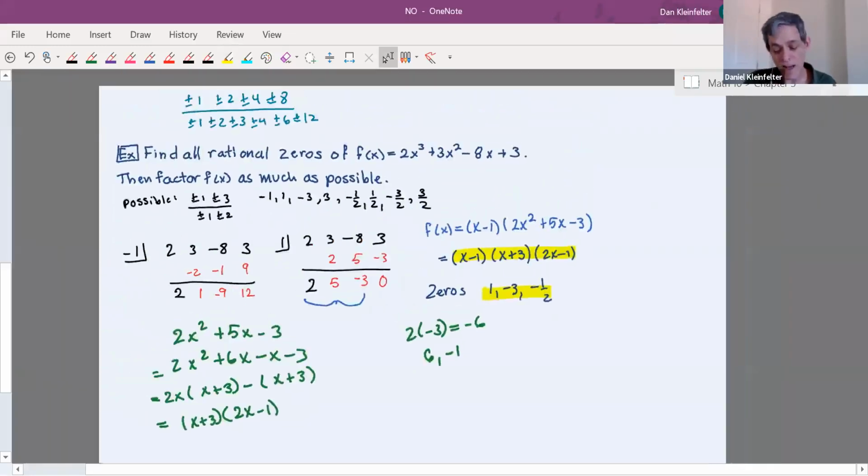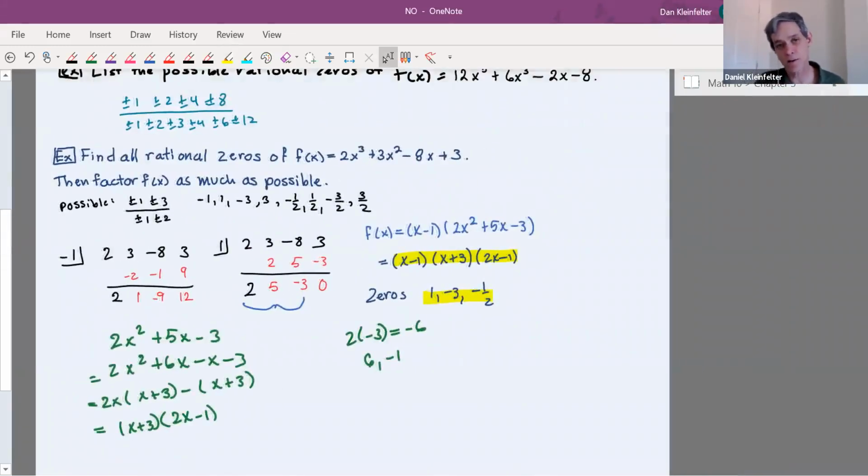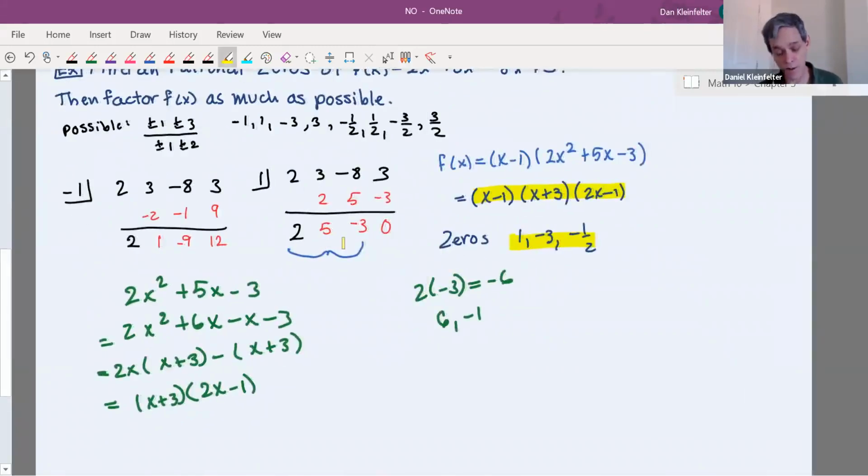All right, so we found all the possible rational zeros, and then I just started trying some of them. And I got lucky. One turned out to be a 0. And so that gave us a degree 2 quotient, which fortunately you could have used the quadratic formula or factored. I chose to factor on this one. Notice that for our zeros, we ended up with 1, -3, and -1/2, which are all in this row of possible rational zeros that we had come up with.